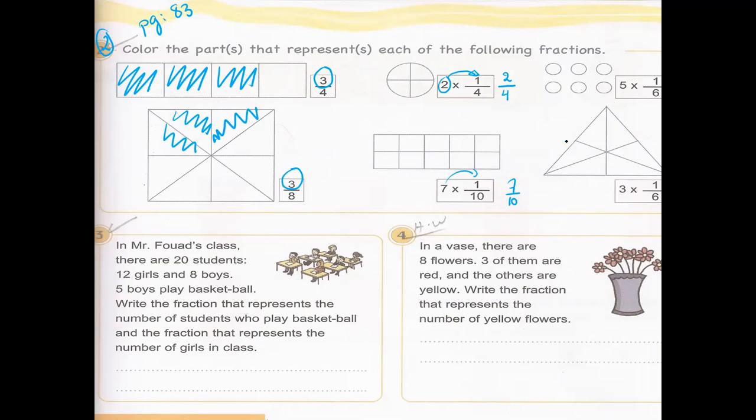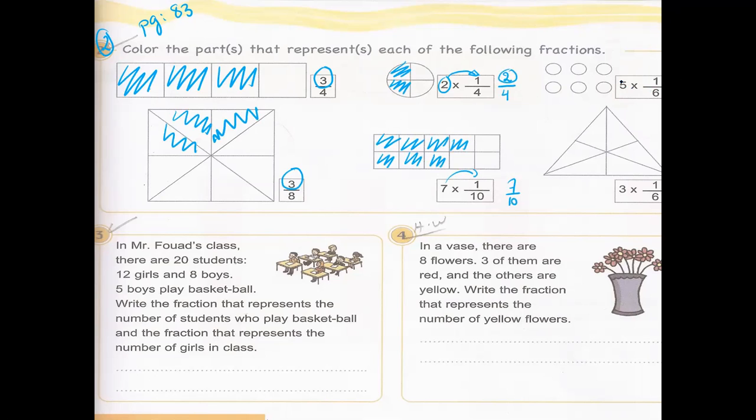Okay, 2 out of 4. So how many parts should I color? I will color 2. 1, 2. So from now on, in order to color, just look at the number and color. 7 out of 10. So I will color how much? 7. 1, 2, 3, 4, 5, 6, 7.